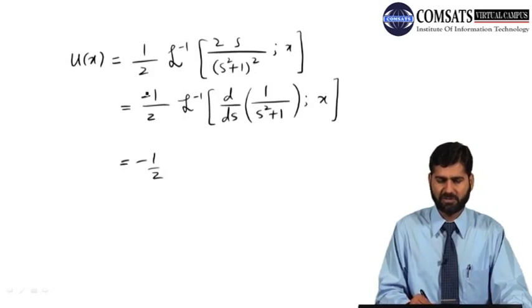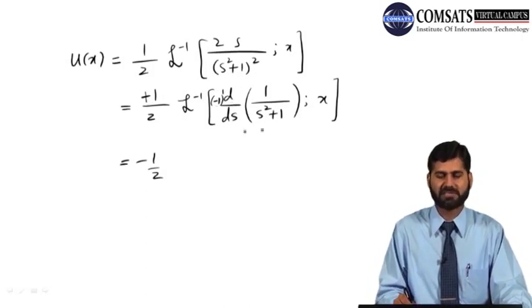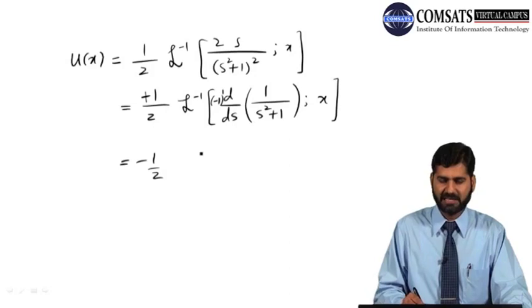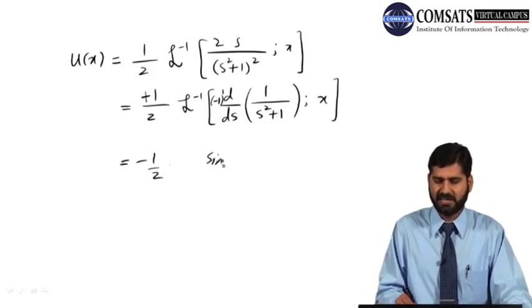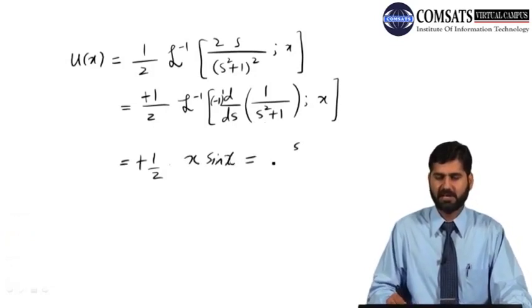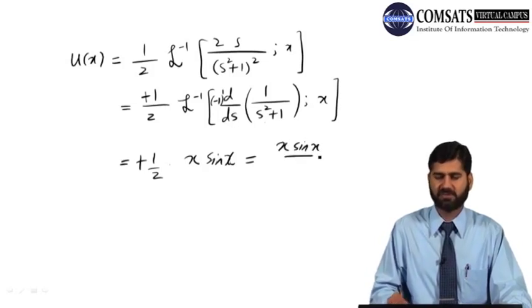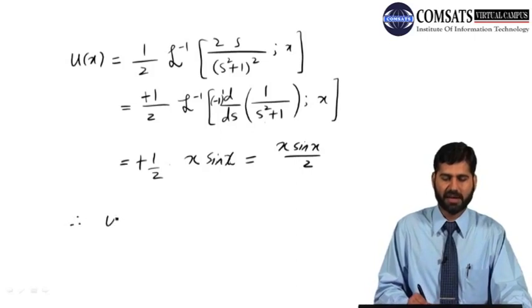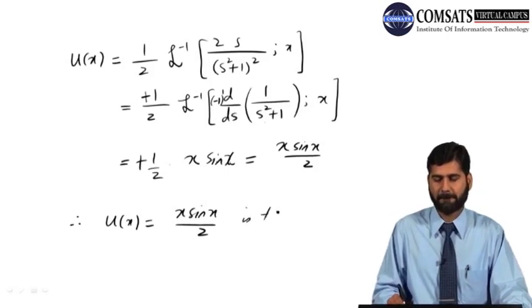And I think we should not write it here. I should write minus 1 to the power 1 and derivative first power. This was the formula basically. This was the formula that the inverse transform is the inverse transform of this, which is sine t, sine x, and x being multiplied. So you got x sine x by 2. So that's your solution. Therefore, u(x) is equal to x sine x by 2 is the required solution.